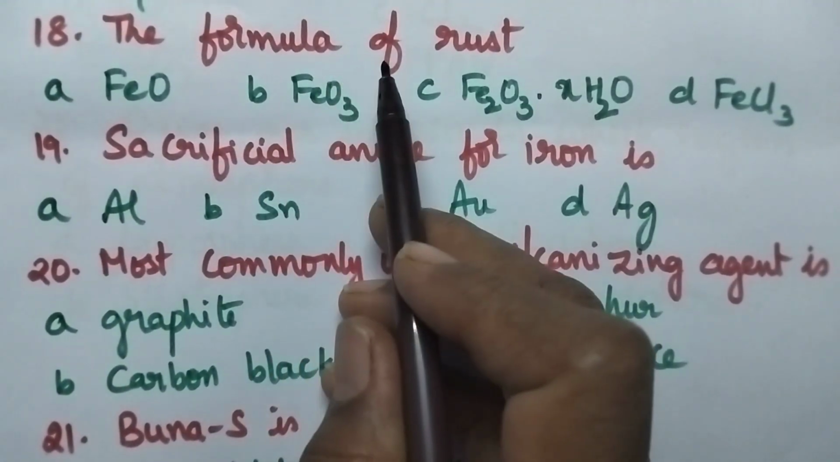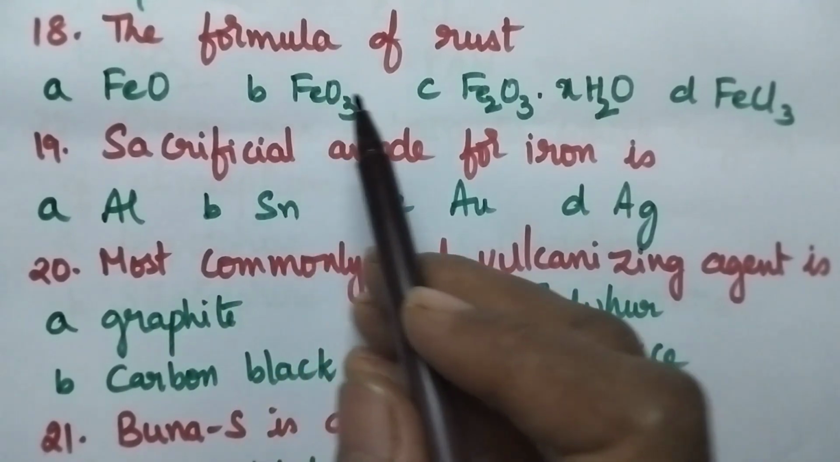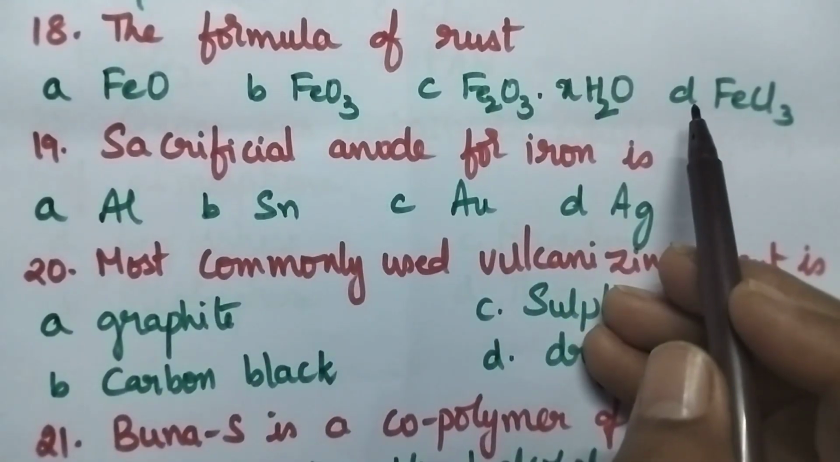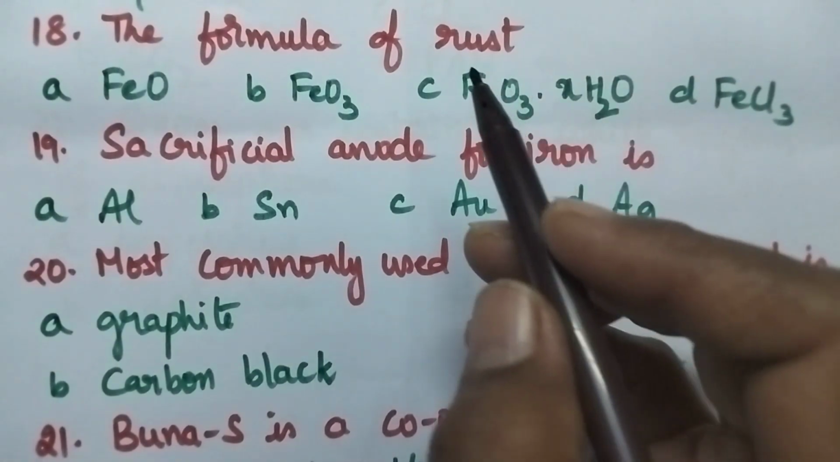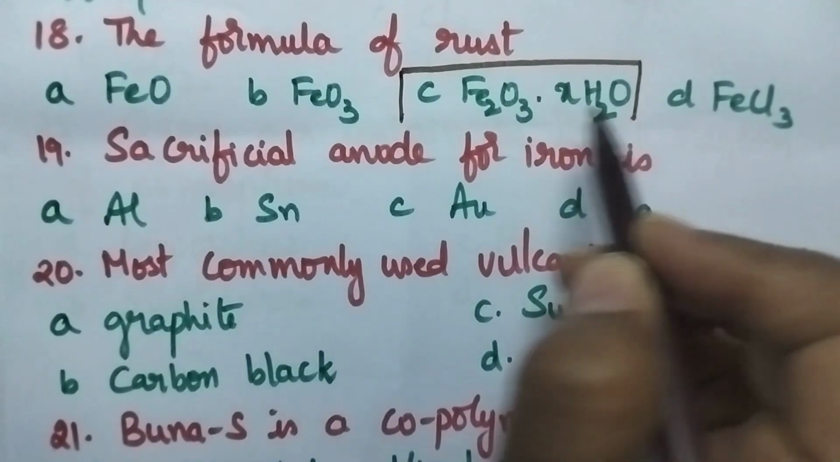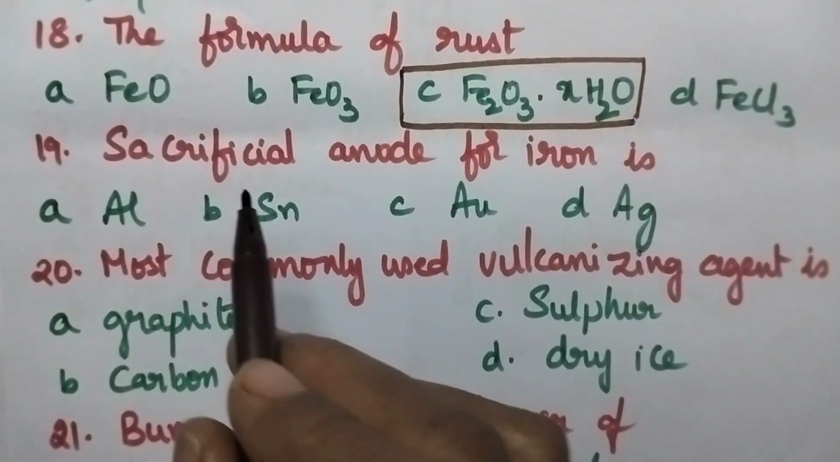The formula of rust. A. FeO. B. FeO3. C. Fe2O3·xH2O. D. FeCl3. Rust is called as hydrated ferric oxide. Hence option C is the right answer.